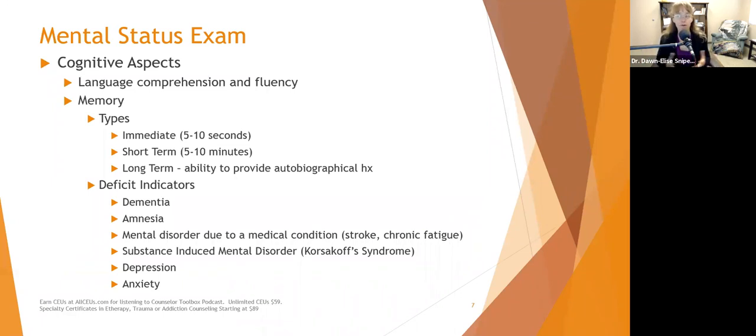As I mentioned earlier, Korsakoff syndrome, which is a substance abuse mental disorder, can cause problems in memory, especially your immediate and your short term. Depression, people with depression often have difficulty recalling facts. And anxiety, when you're anxious and you're stressed and you're worried, you're focused in the future. So a lot of times people with anxiety have only sparse attention to the present and very little attention to the past. So they're not remembering a lot of things.